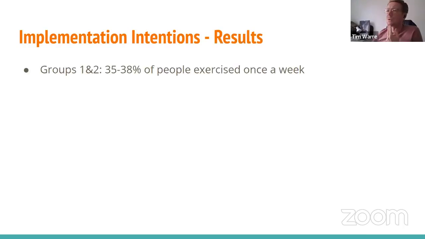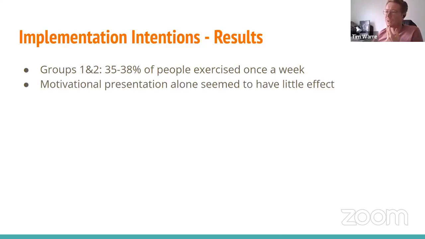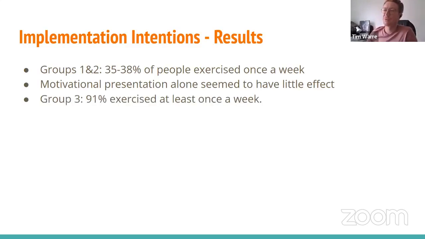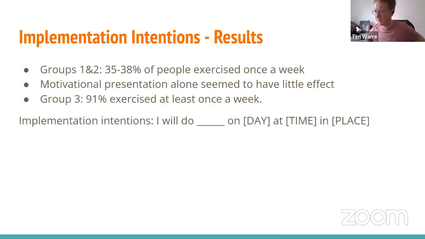The results. So groups 1 and 2, they had 35 to 38% of people exercise once a week. Okay, so the motivational presentation alone seemed to have little effect. We all know that, yes, we should exercise and it's good for our heart. Whether or not we act on that information is another matter. They found that group 3, 91% exercised at least once a week. So the idea of this implementation intention seems to, in this study, have had a massive impact on whether or not people exercised.